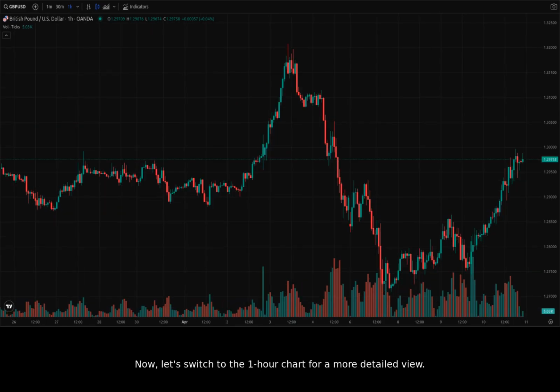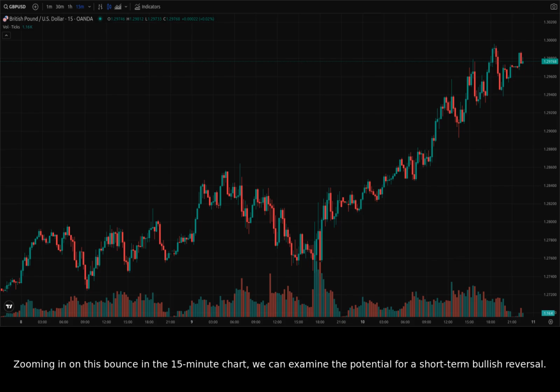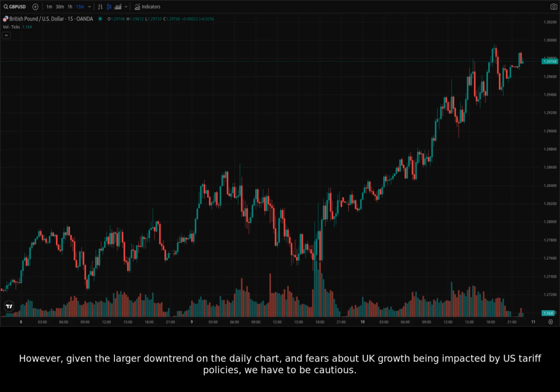Now, let's switch to the one-hour chart for a more detailed view. Looking at the recent price action, we can see a slight bounce back from those lows. Zooming in on this bounce in the 15-minute chart, we can examine the potential for a short-term bullish reversal. However, given the larger downtrend on the daily chart and fears about UK growth being impacted by US tariff policies, we have to be cautious.